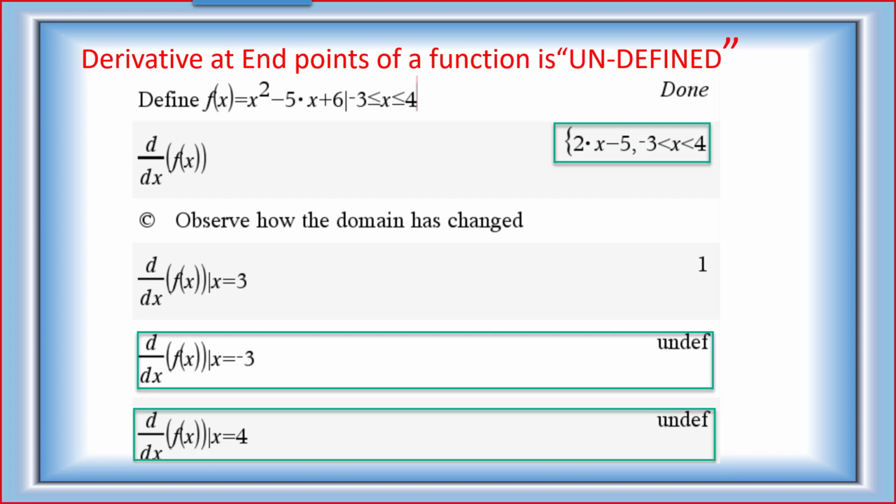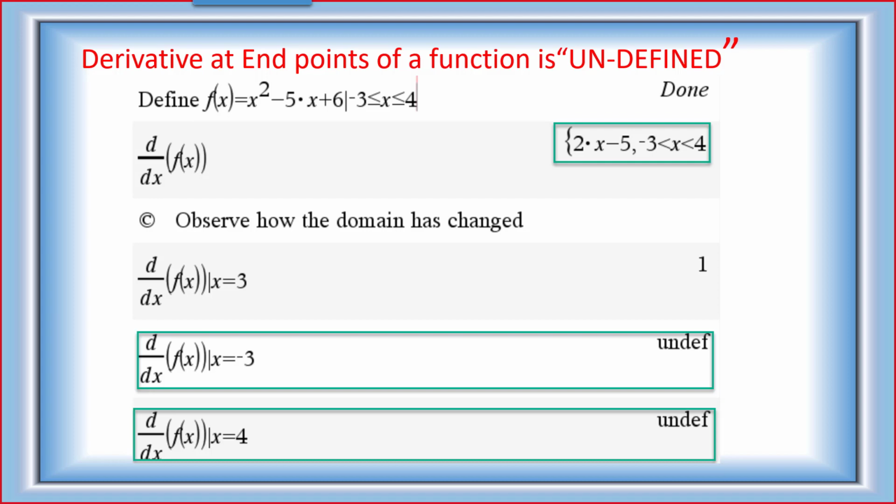So it's just the less than sign and not the less than or equal to sign anymore. Just observe how the domain has changed. I can find the derivative at x equals 3 because 3 is very much within the domain, and the derivative at x equals 3 is 1.